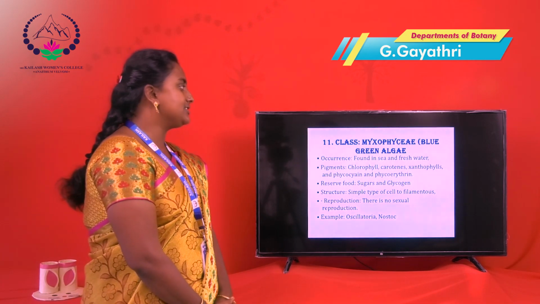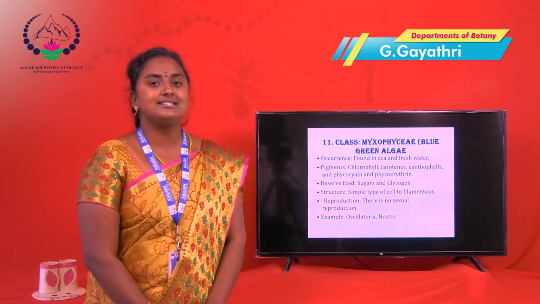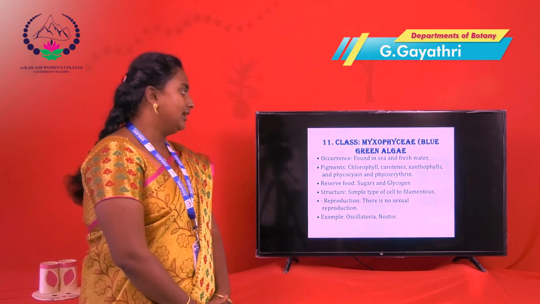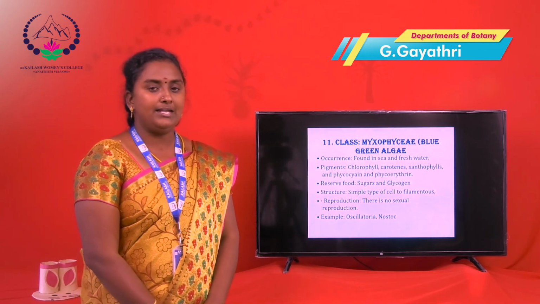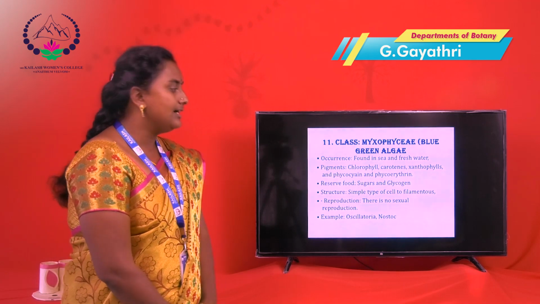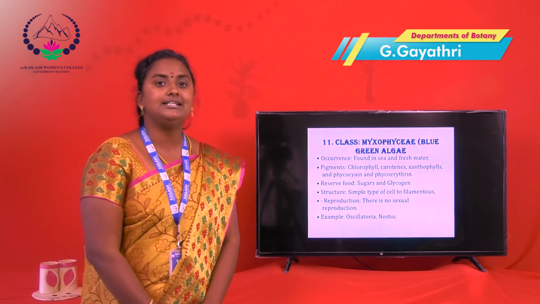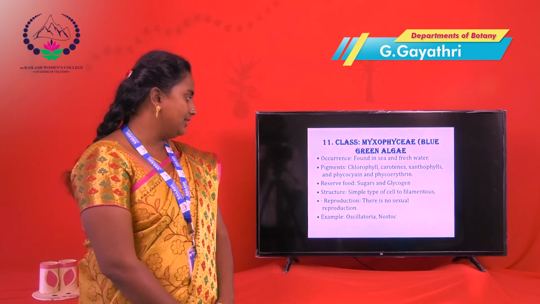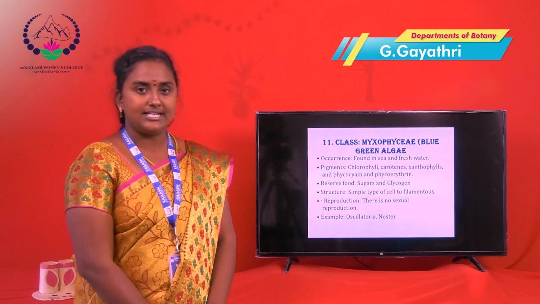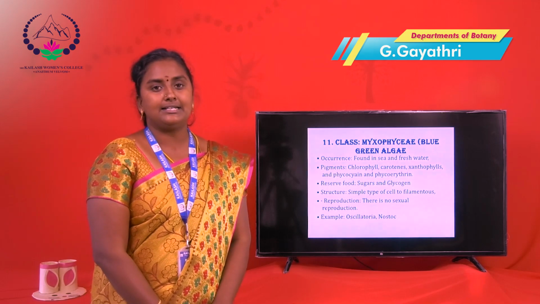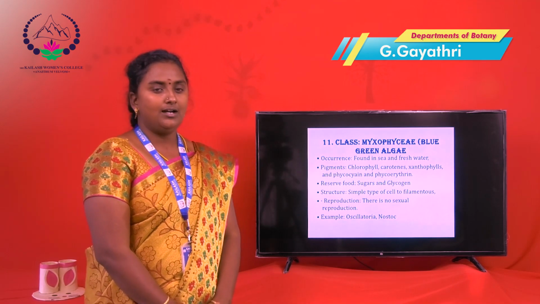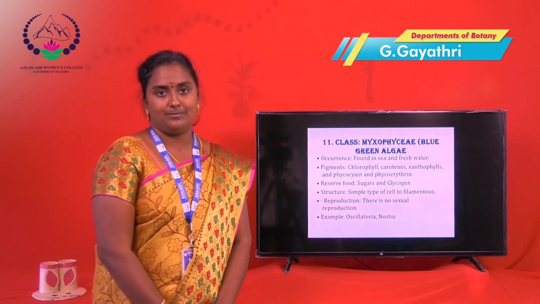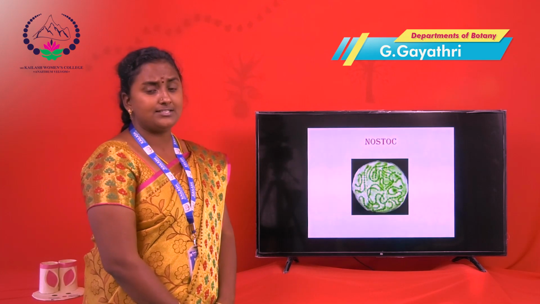The 11th class is Myxophyceae. Occurrence is sea and fresh water. Pigments are chlorophyll A, B, xanthophyll and carotenoids. Reserve food material is sugar and glycogen. Structure is simple filamentous type. Reproduction: there is no sexual reproduction. It only occurs by vegetative reproduction like fragmentation. The examples are Oscillatoria and Anabaena.